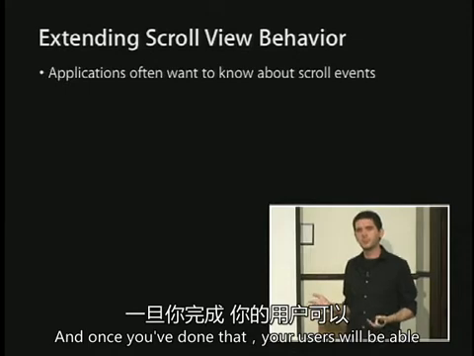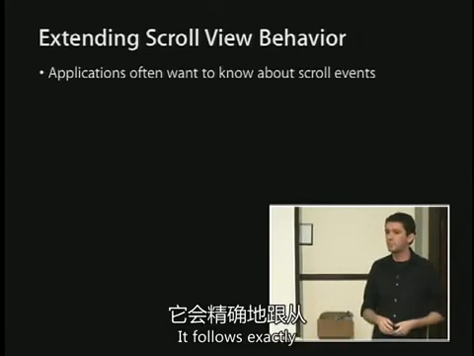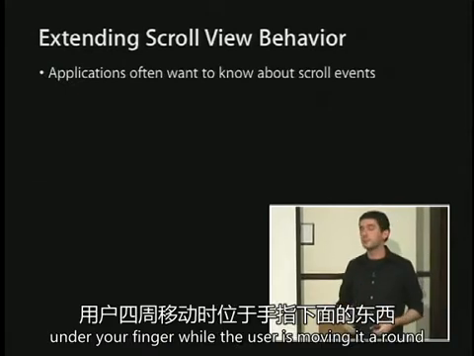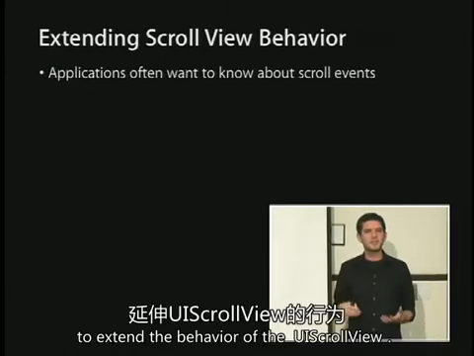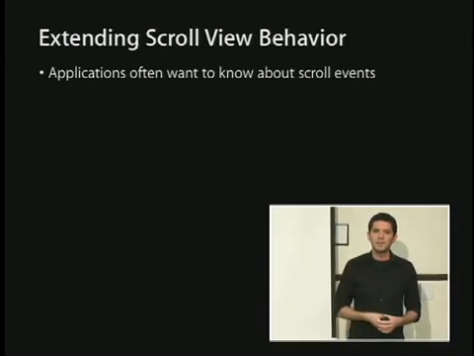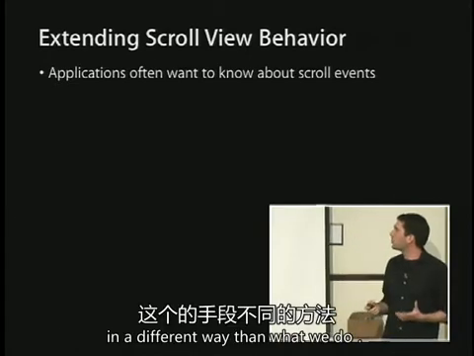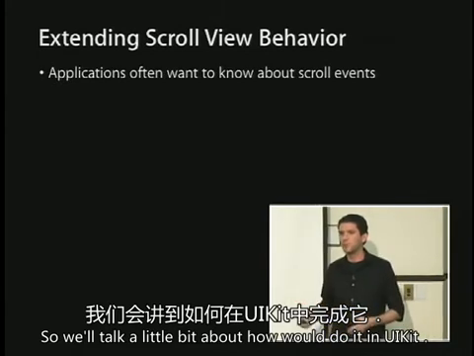Once you've done that, your users will be able to put their finger down and move it around, and the content will just track it. It follows exactly. Whatever you put your finger on is what stays under your finger while the user's moving it around. So that's the basics, but there may be some cases where you want to extend the behavior of the UIScrollView. And other languages tend to do this kind of thing in a different way than what we do. So we'll talk a little bit about how we would do it in UIKit.